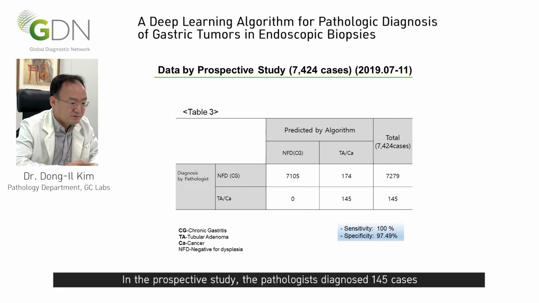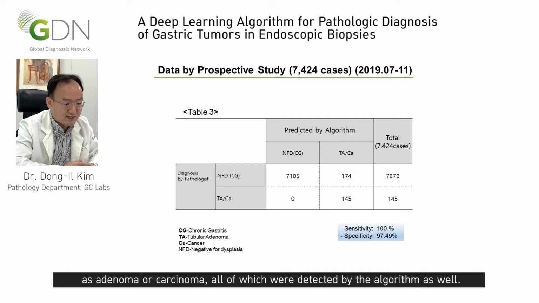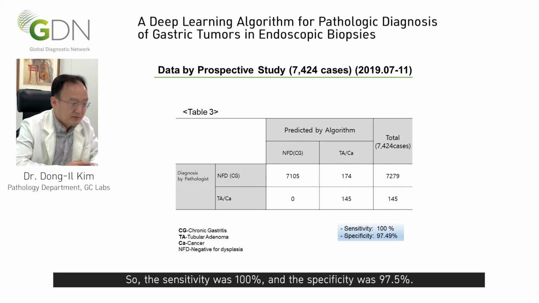In the prospective study, the pathologist diagnosed 145 cases as adenoma or carcinoma, all of which were detected by the algorithm as well. So the sensitivity was 100% and the specificity was 97.5%.